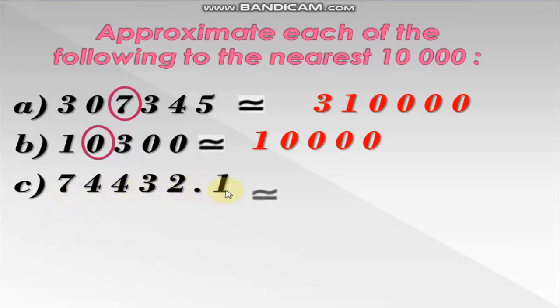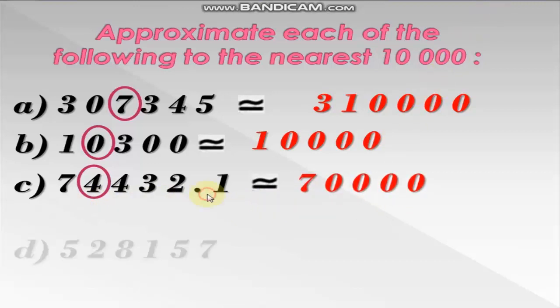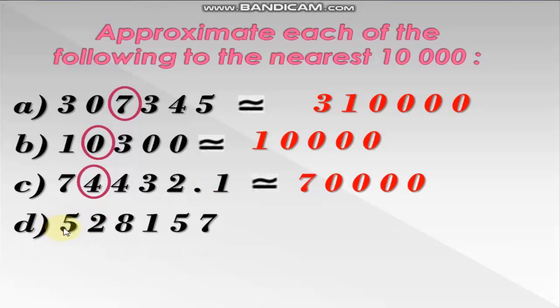Letter C. 74,432.1. The 10,000 here is number 7. Look at the thousand. Thousand here is number 4. 4 is less than 5, so we replace thousands, hundreds, tens, and units by 4 zeros and keep the 10,000 with its value. It became 70,000.